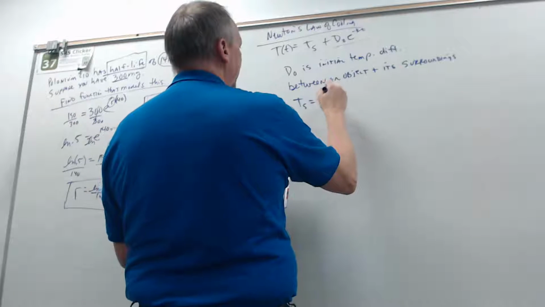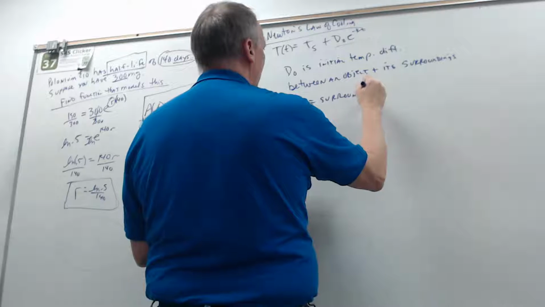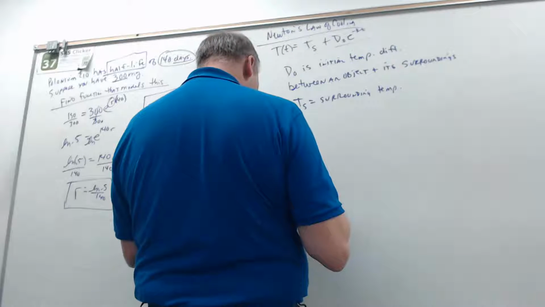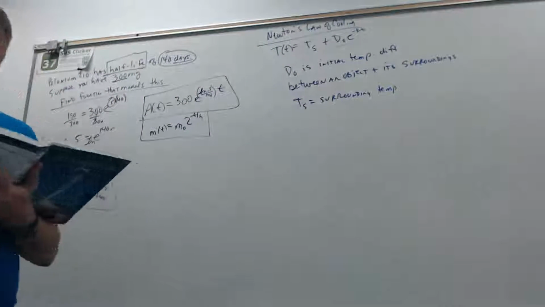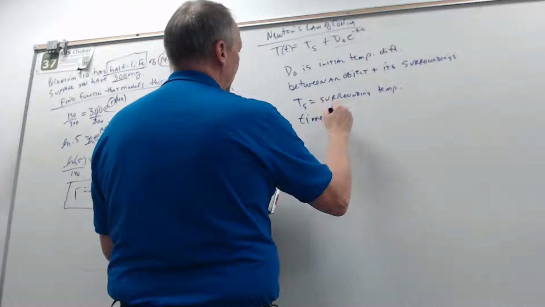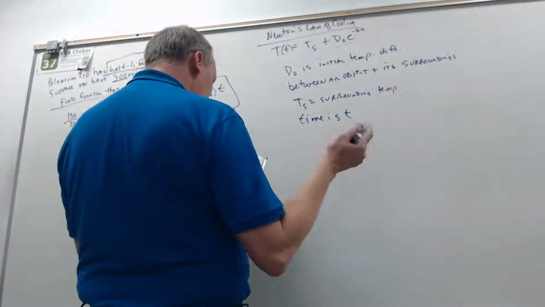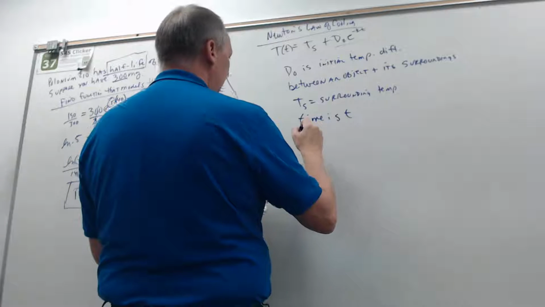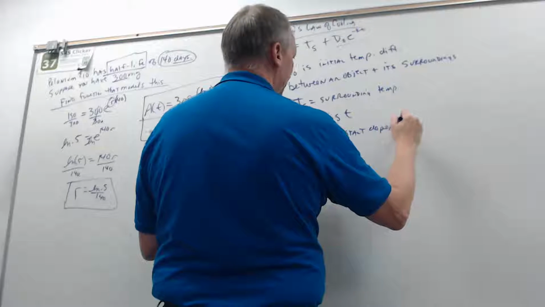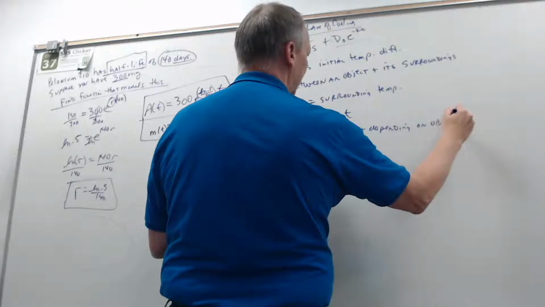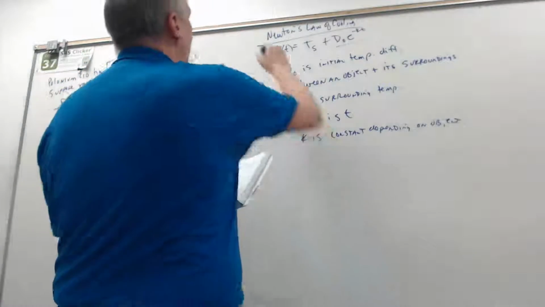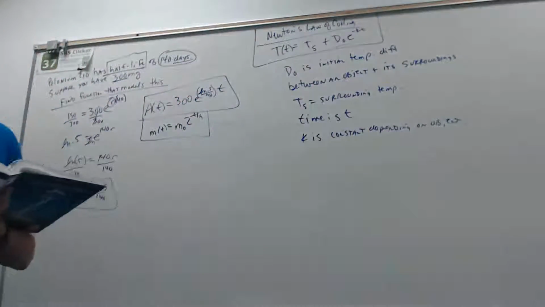T sub s is the surrounding temperature. Time is t, and that can be measured in days, hours, whatever you want it to be. And k is a constant depending on the object. Okay? So here's your Newton's law of cooling. Those are all your definitions.